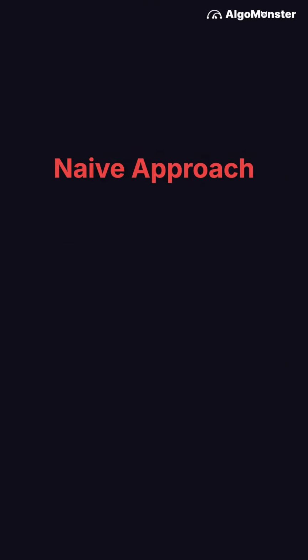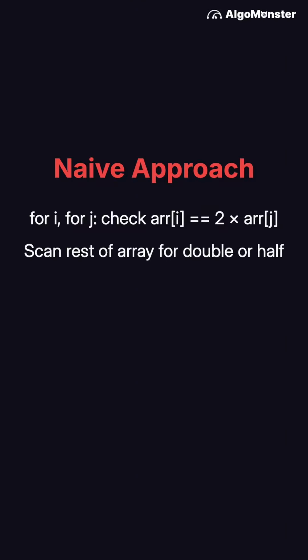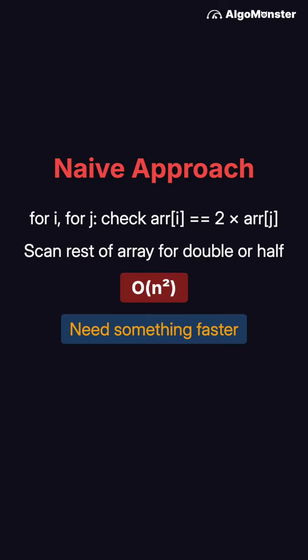Now the brute force approach is straightforward. Check every pair with two nested loops. For each element, scan the rest of the array, looking for its double or its half. That works, but it's O of n squared. For large arrays, we need something faster.